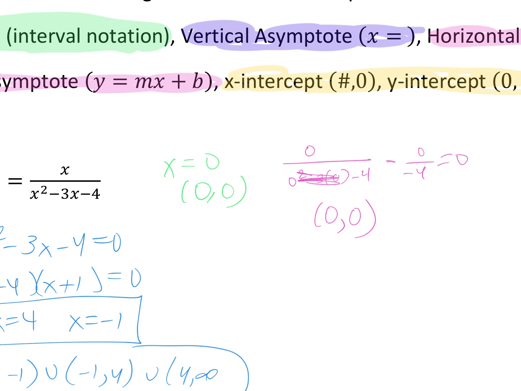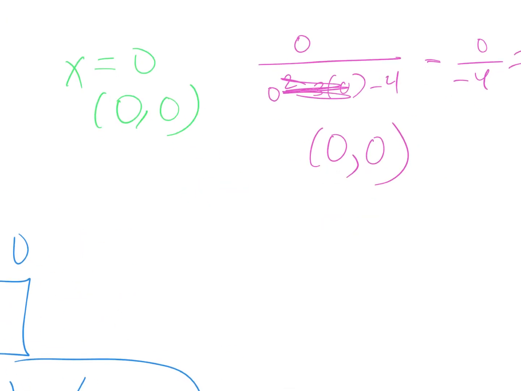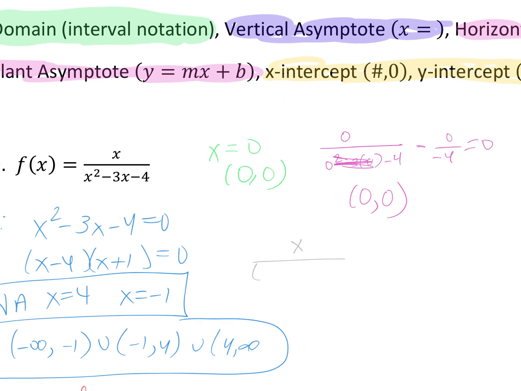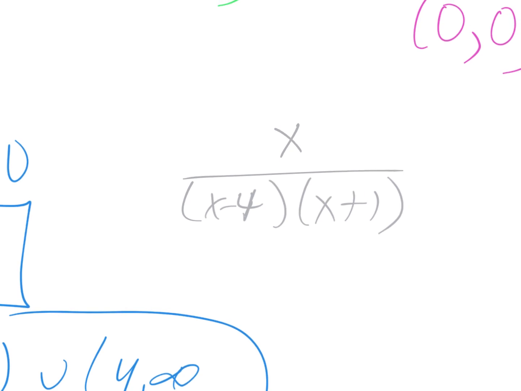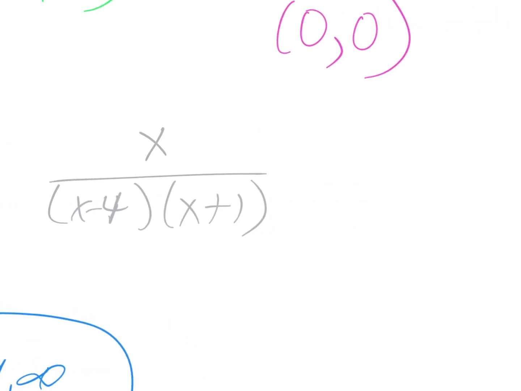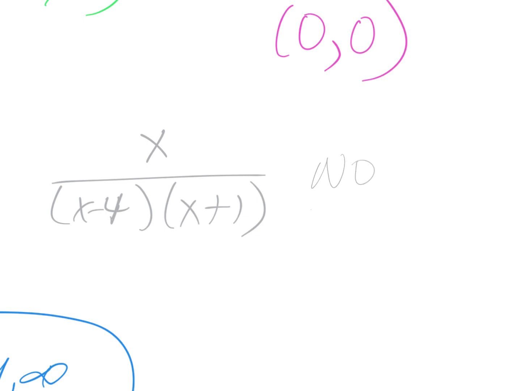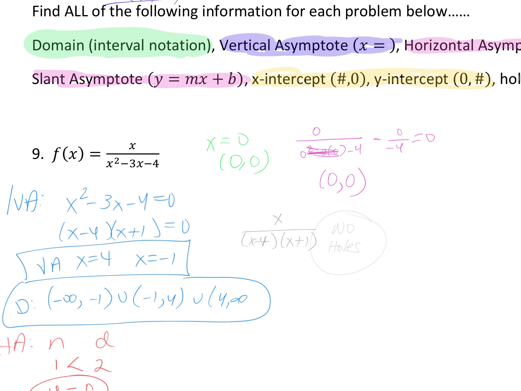All right, how do I find holes again? Factor the numerator and denominator. The numerator's already factored. We already factored the denominator: x minus 4 and x plus 1, right? Are there any factors in the numerator and the denominator that are exactly the same? No. So what's your answer here? No holes, or none. Does anybody have questions on that?